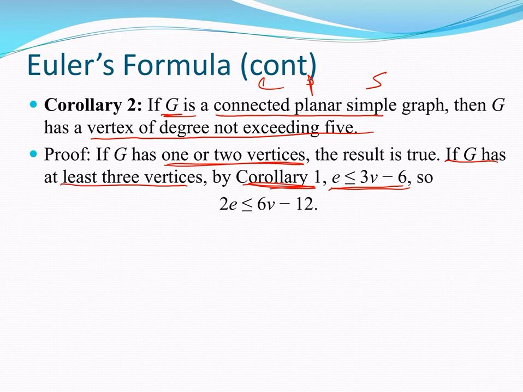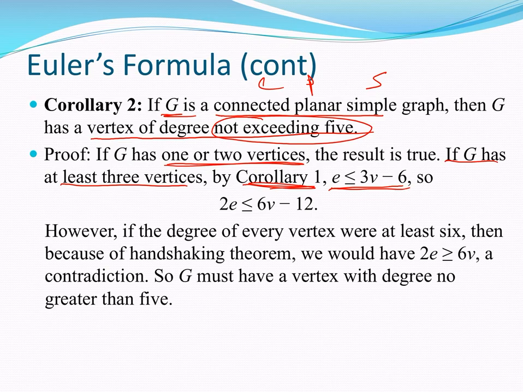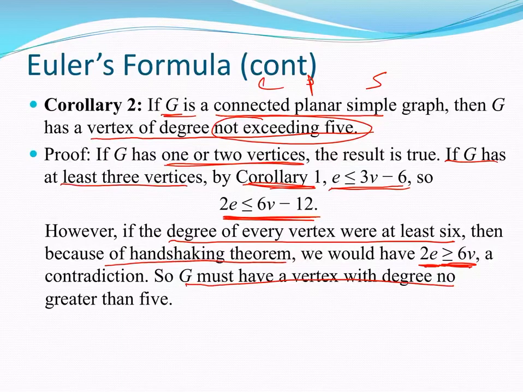Let's say that it's possible to have all vertices of degree 6 or greater. So if every vertex were at least 6, then because of the handshaking theorem, 2 times e would be greater than or equal to 6 times v. But that would be a contradiction to 2 times e being less than or equal to 6v minus 12. So by contradiction, we must have a vertex with degree no greater than 5.